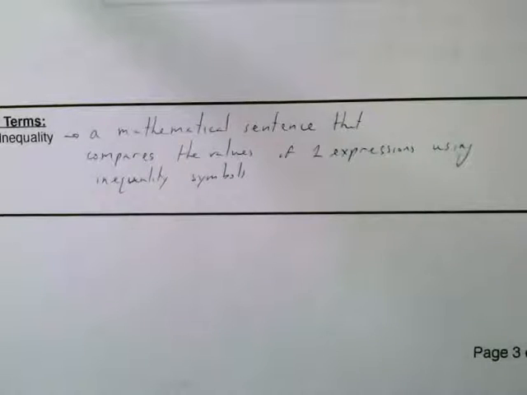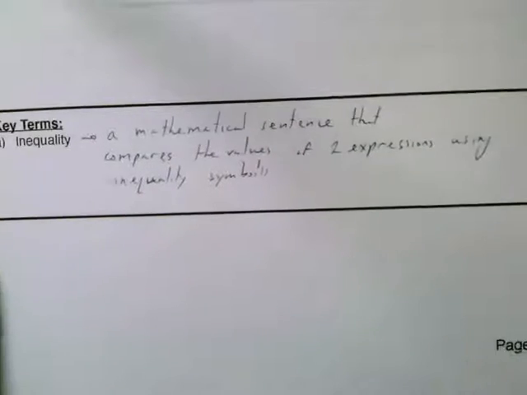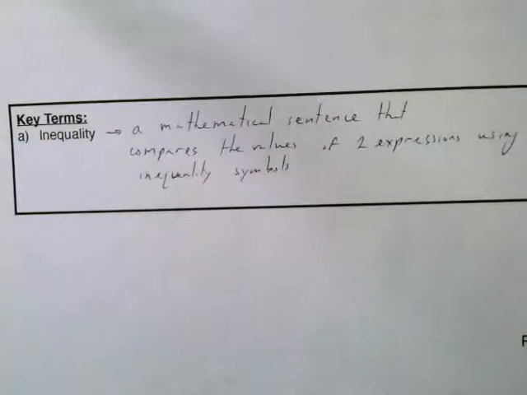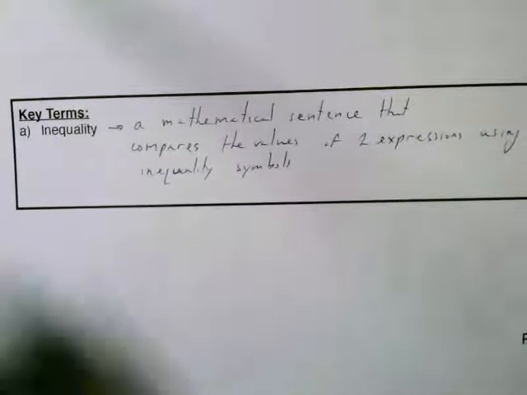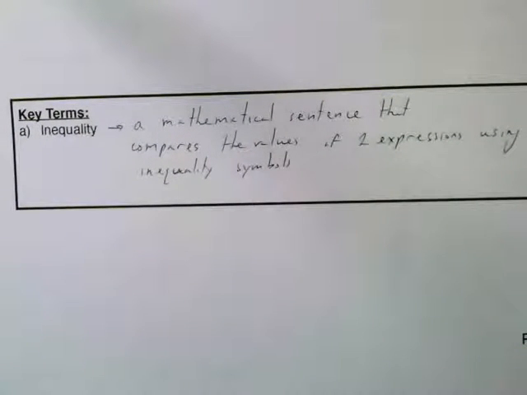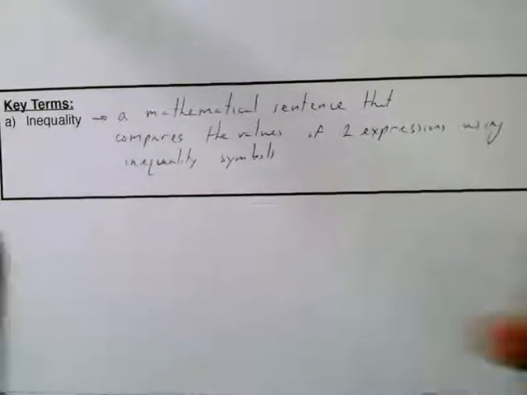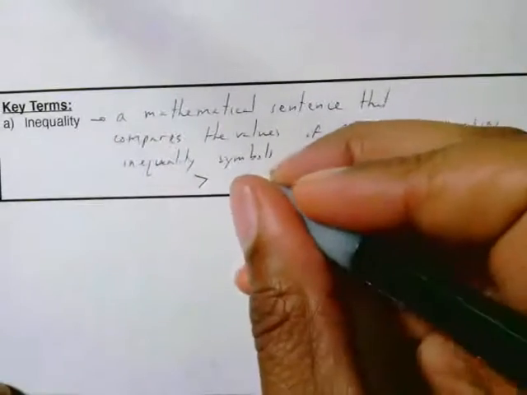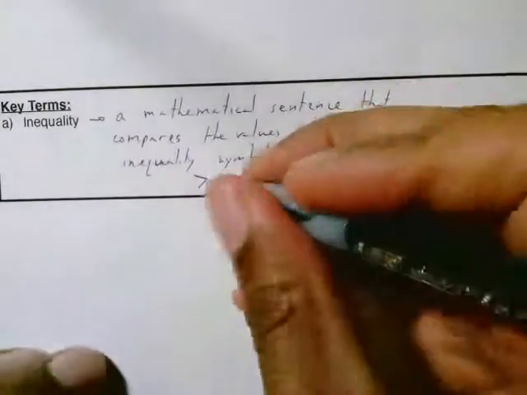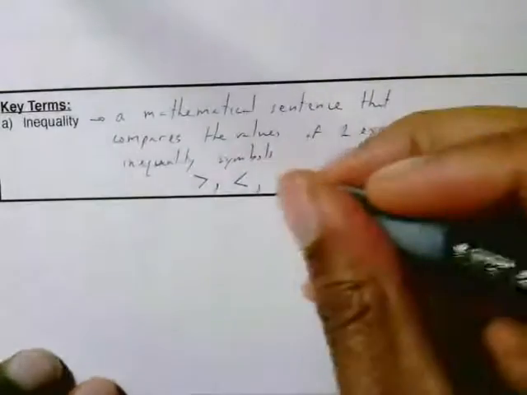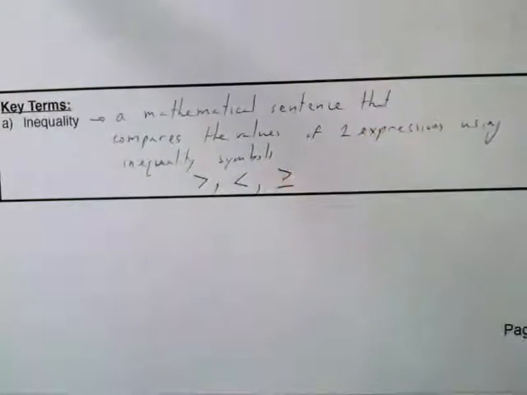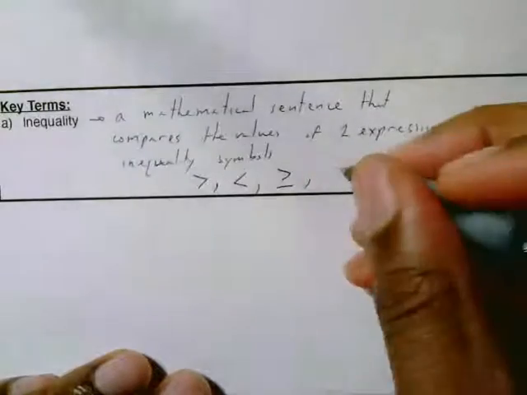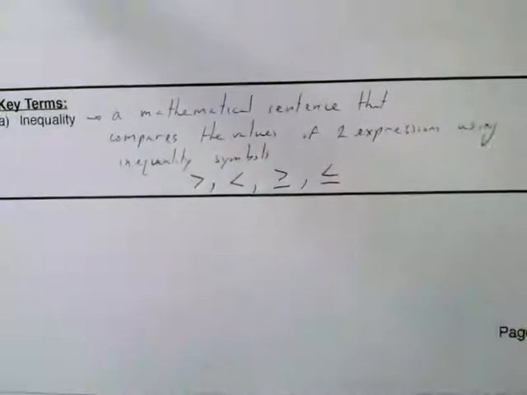So, what is an inequality symbol? An inequality symbol compares, once again, two things. Instead of saying that two things are equal, which is an equal symbol, I can say things are greater. I can say things are less than something. That's just one symbol. I can say things are greater and equal. Or I can say things are less than or equal. So those are the four symbols you're going to see.